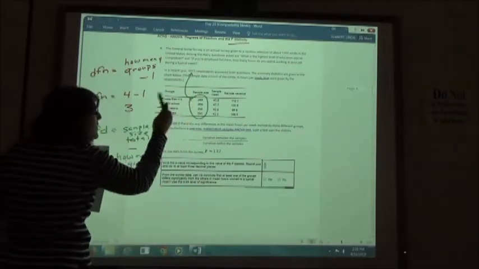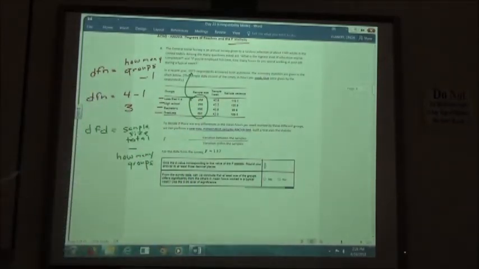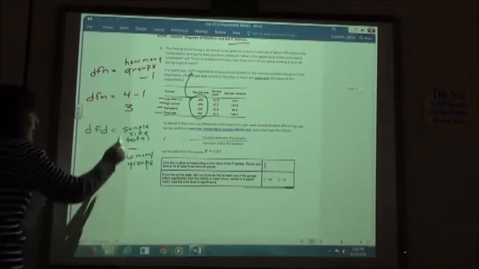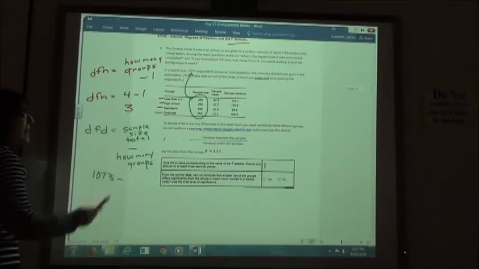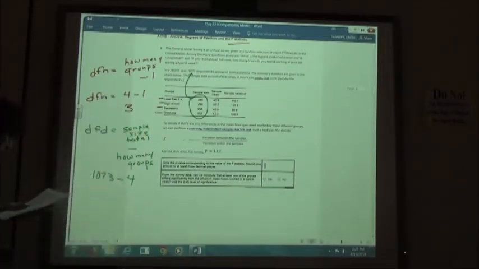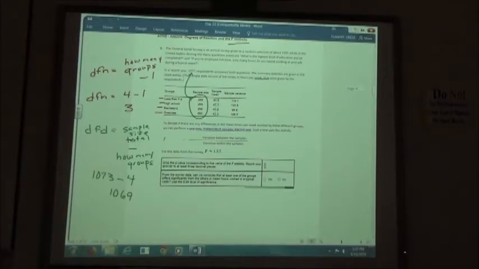but just to double check myself, I could add those, take my 256 plus my 269 plus my 256 plus my 292, and it should come up to the 1,073. So I'm going to take my 1,073, and then I'm going to subtract how many groups. We had 4 groups. So 1,073 minus 4 would give me 1,069. We're going to need those when we do our F test.